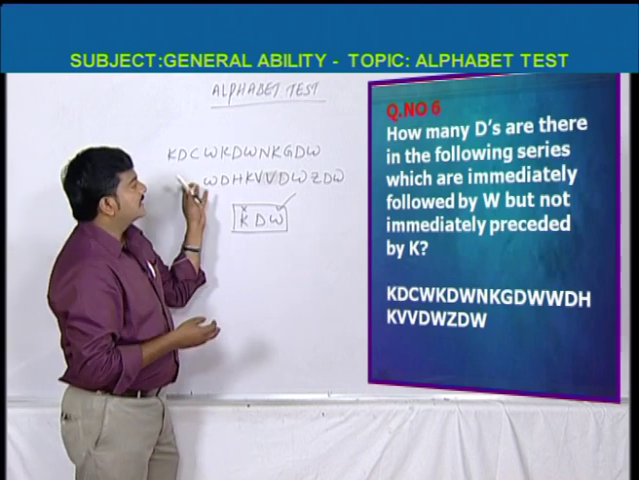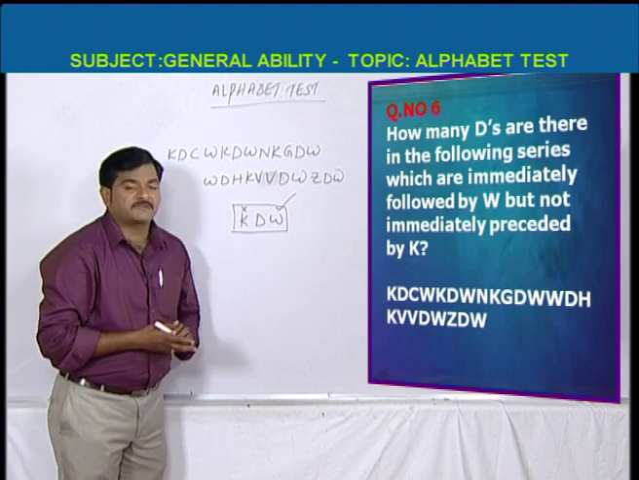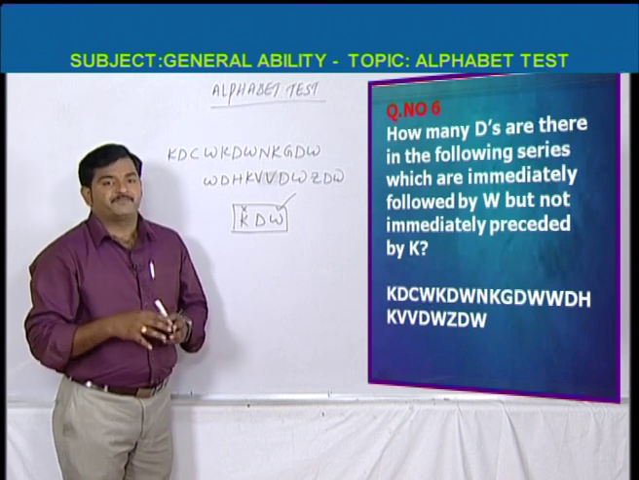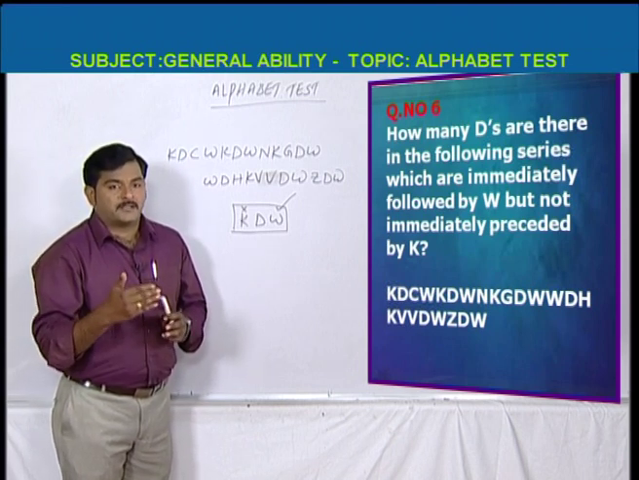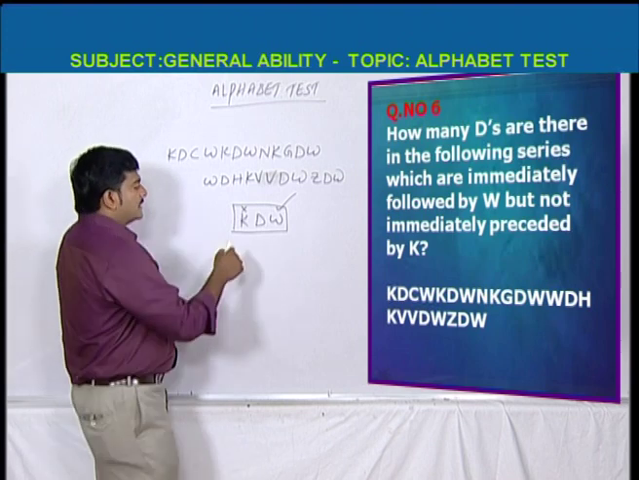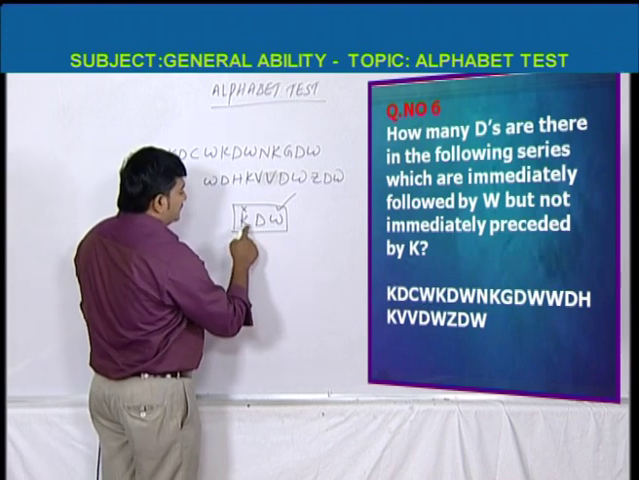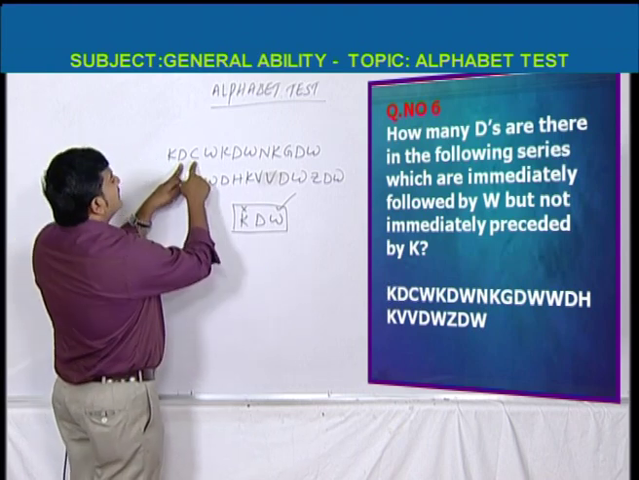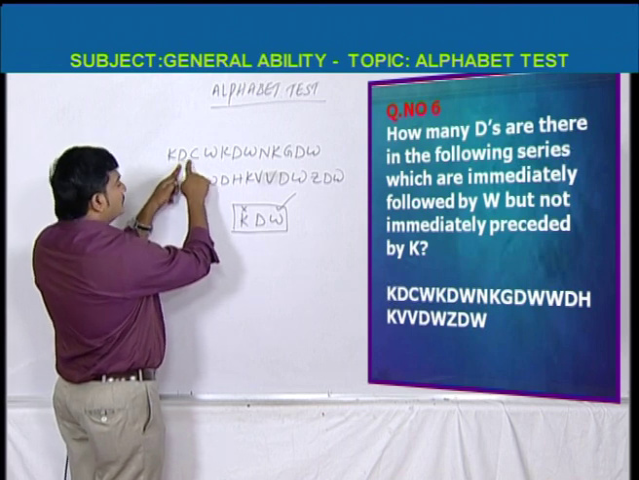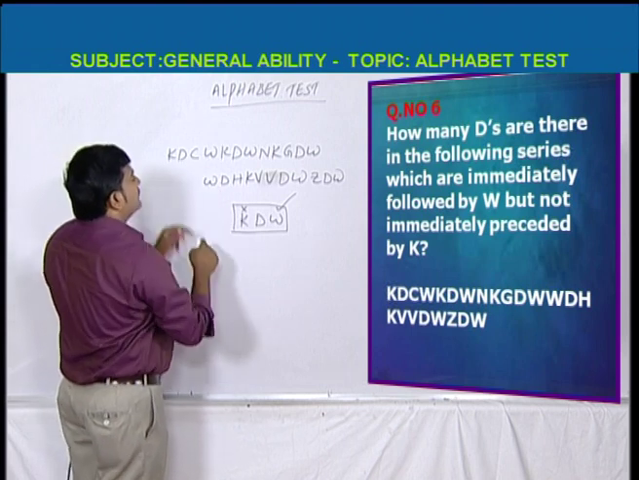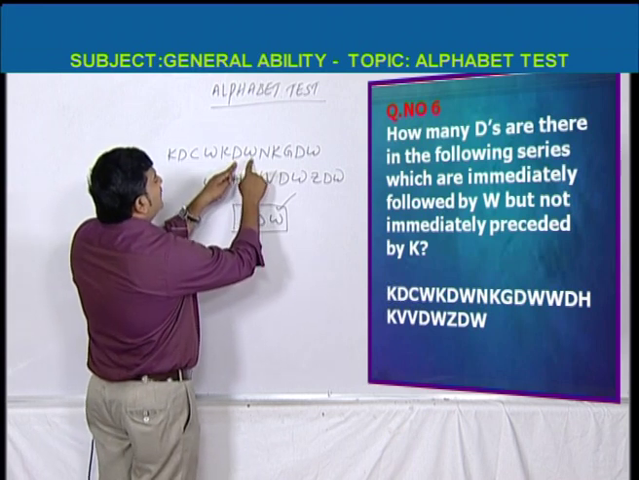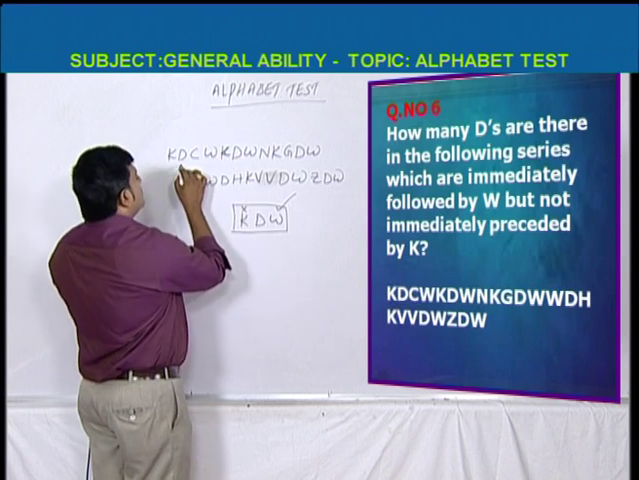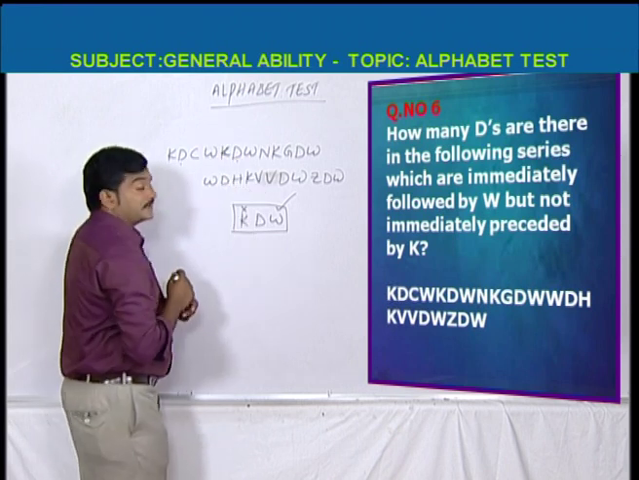So he has given a sequence of letters, and in that sequence he asked to find out how many D's are there which are followed by W but not preceded by K. So indirectly, you have to get DW, but before D you should not get K. So identify all these. Here D is there, but this D is not followed by W. You can skip that. This D is followed by W, but it is preceded by K. You should not proceed with K. That's why we should not take this D, and we should not take this D also.